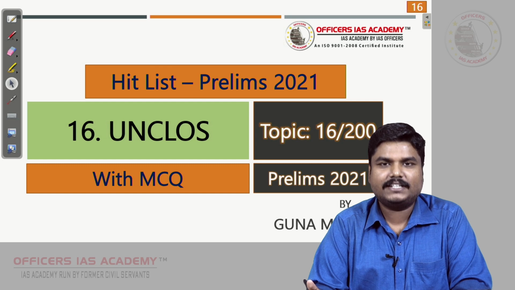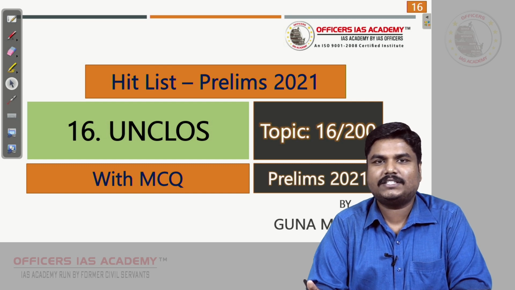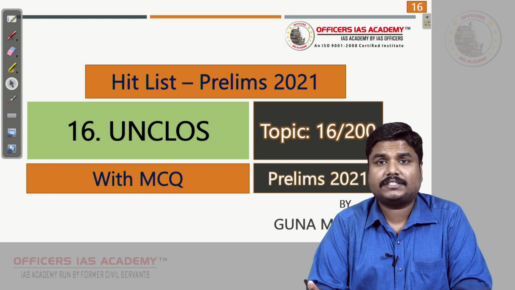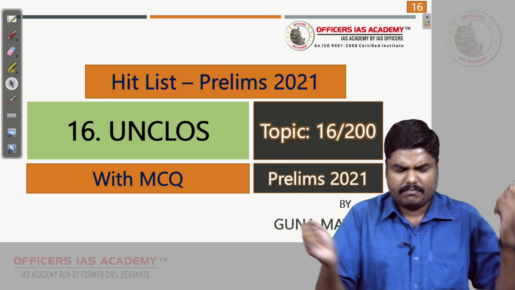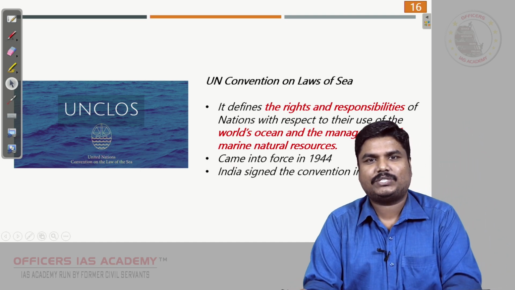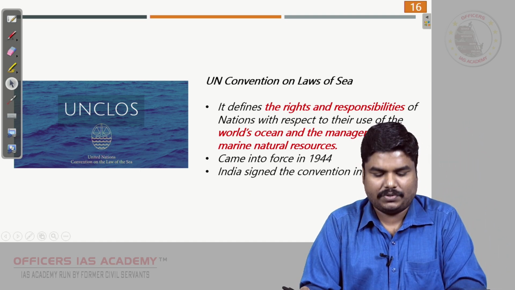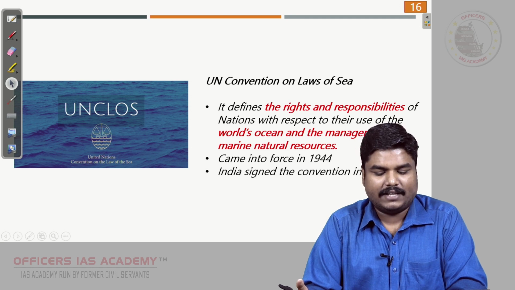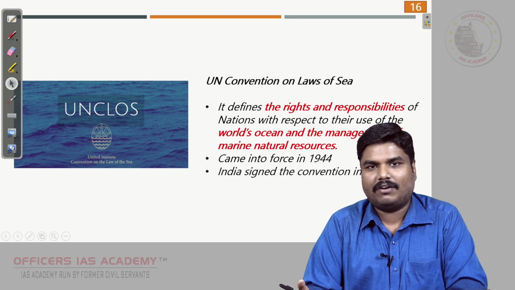So in this Current Affairs Headlines series for Prelims 2021, we are going to discuss our 16th topic, that is UNCLOS. UNCLOS, very important topic. To understand the Italian Marines case, to understand the South China Sea dispute, you should have a good understanding of this UN Convention on Law of the Sea.